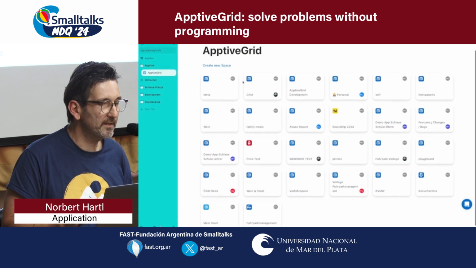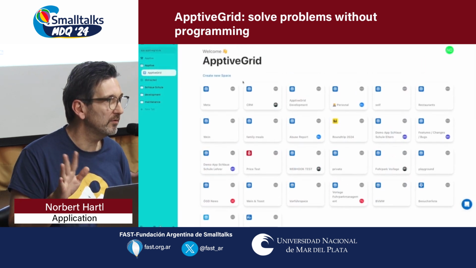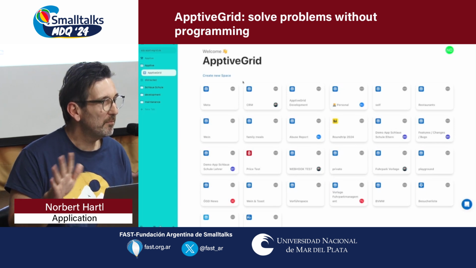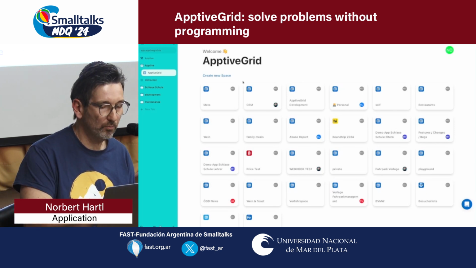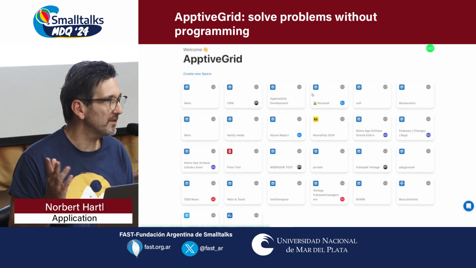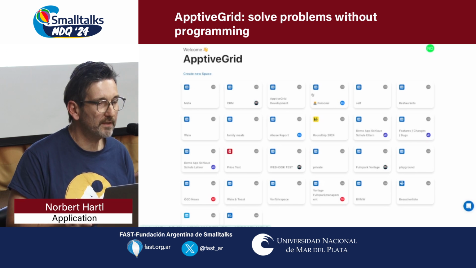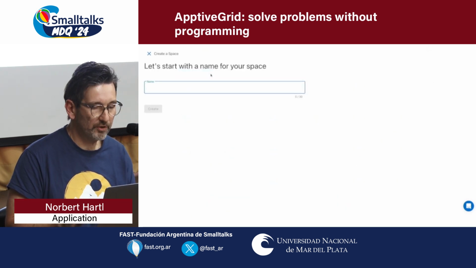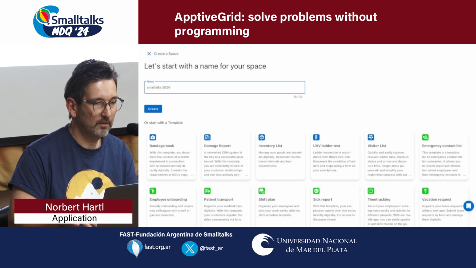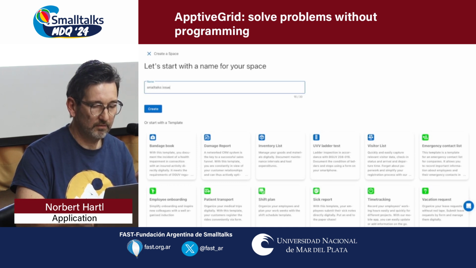So this is what you see if you log in to ApptiveGrid. It's called a low-code platform, but we just discover beside the buzzwords what's to it. These would usually be namespaces or projects. So you can have multiple projects, and we just create a new one, which is Smalltalks. Oh no, issue tracker.